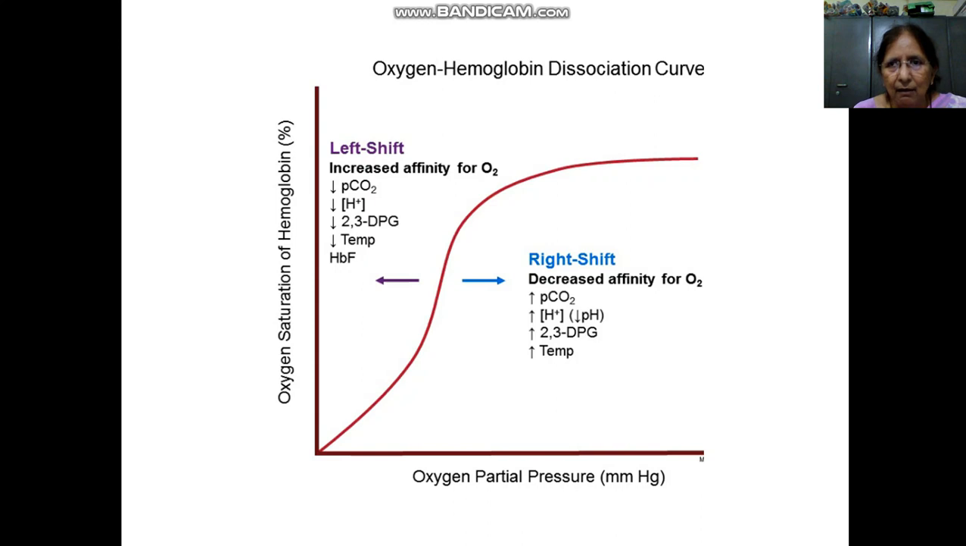You see the change of the sigmoidal curve to the right and to the left. It is shifted to the right, which shows decreased affinity for oxygen, when PCO2 is high, H ion is high, 2,3-BPG is high, and temperature is high. But it is shifted to the left, which shows increased affinity for oxygen, when PCO2 is low, H ion is low, 2,3-BPG is low, and temperature is low.